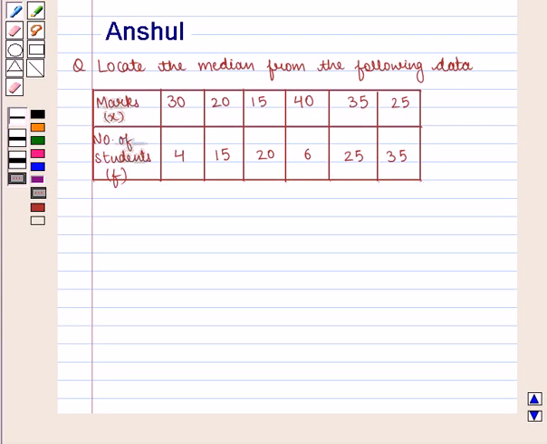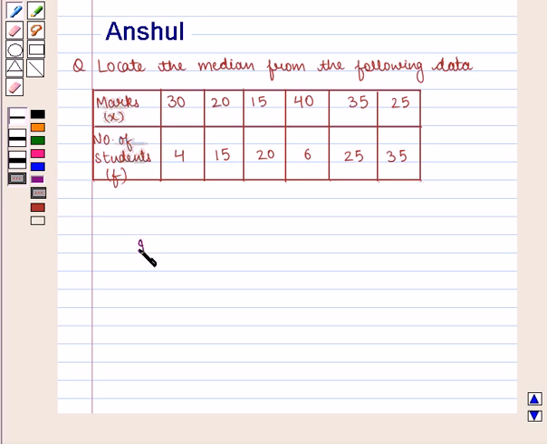In this session, we are going to discuss the following question, which says: locate the median from the following data. X represents the marks and F represents the number of students. There are 4 students who got 30 marks, 15 students with 20 marks, 20 students with 15 marks, 6 students with 40 marks, 25 students with 35 marks and 35 students with 25 marks.